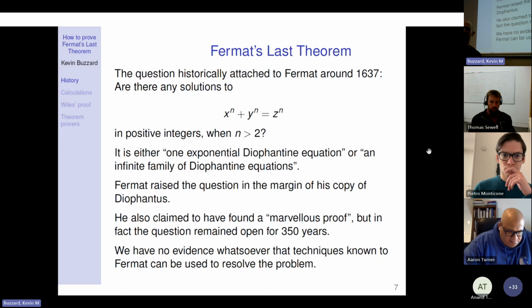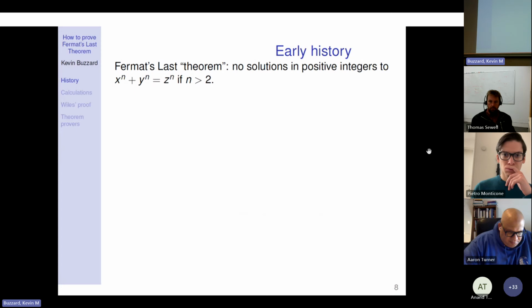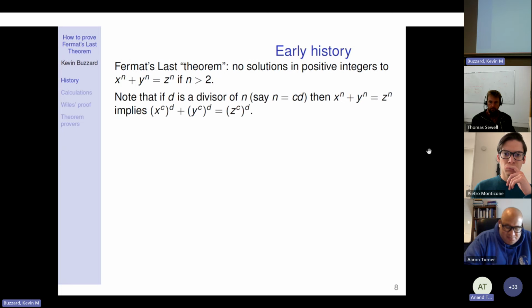And so he probably made a mistake somewhere. One can conjecture where the mistake is. In fact, I'll be doing that in a minute. So this is the conjecture. This is known as Fermat's last theorem. There are no solutions in positive integers to x^n + y^n = z^n for any n bigger than 2.